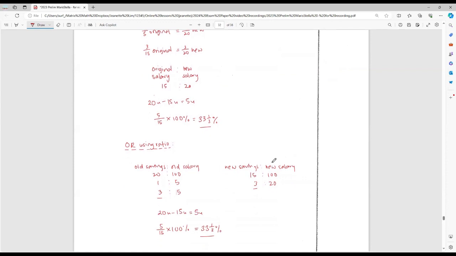Okay, so with that, that's the end for Marie Stella Prelim paper for 2023, paper 2.